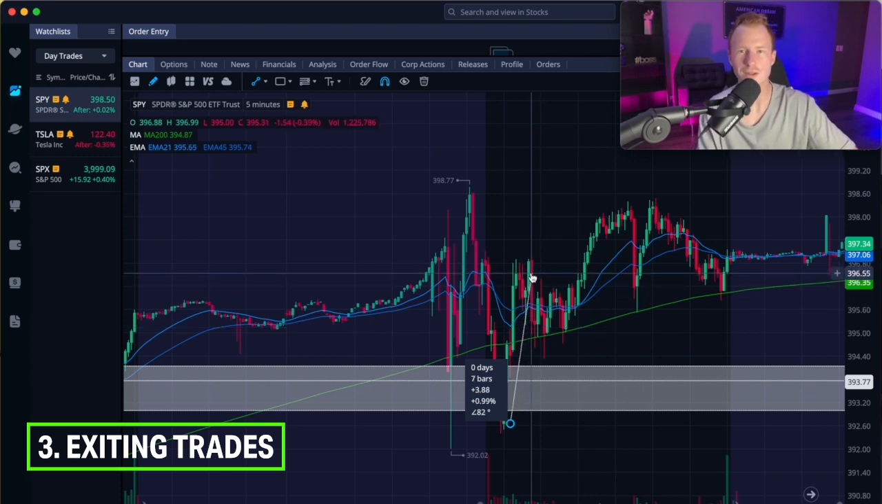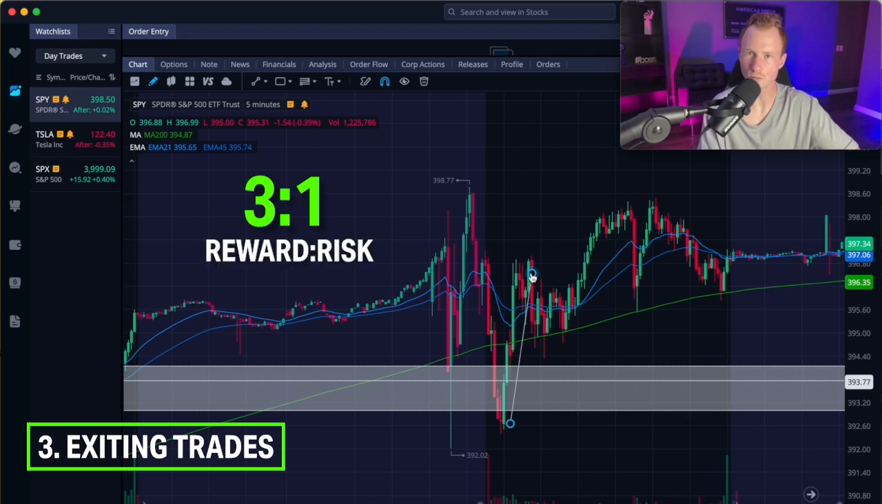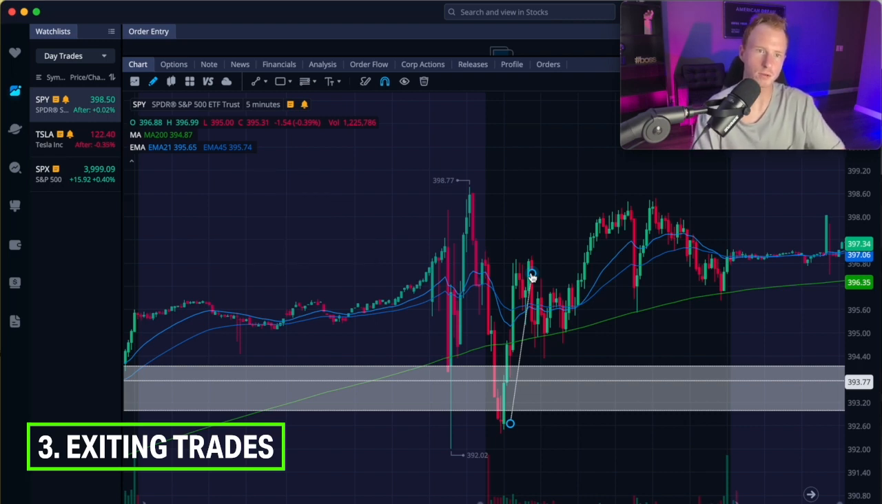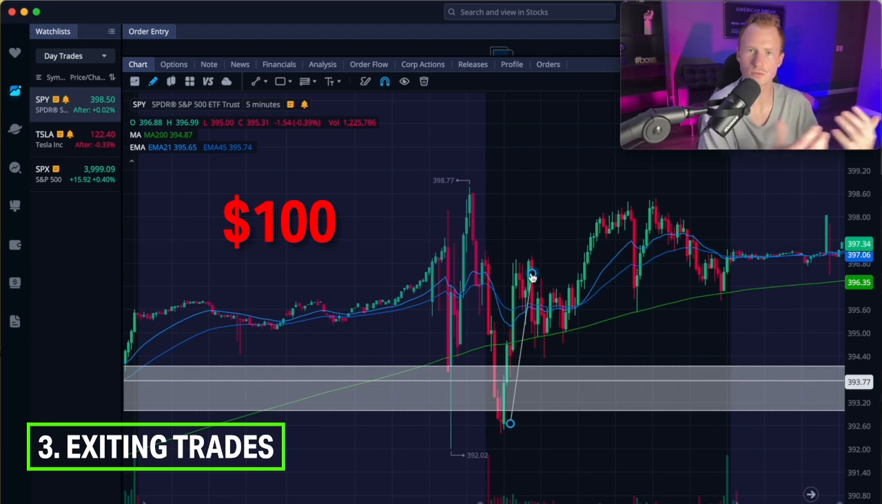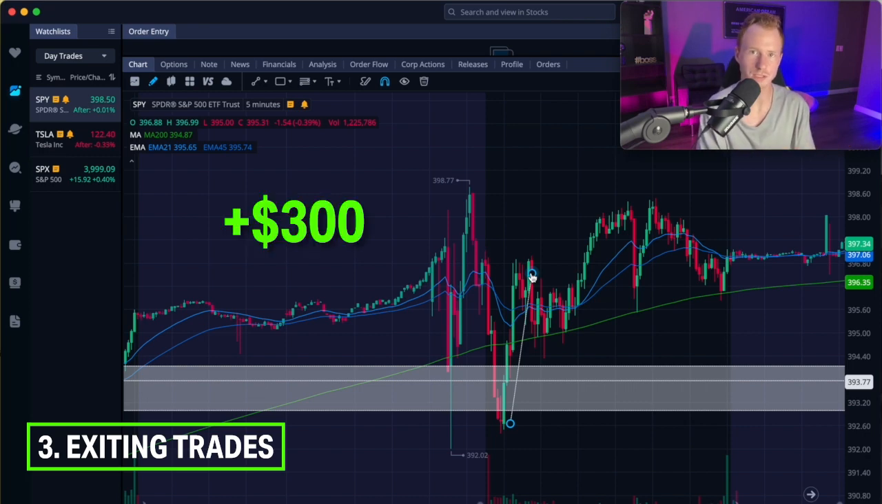So that would average to around a 3-to-1 risk to reward ratio. That's typically what you want to keep your trades at when it comes to actually knowing if you want to take your trade or not. You want to be able to risk $100 to make 300.